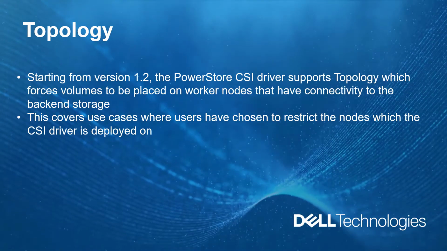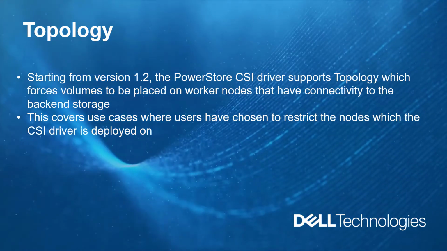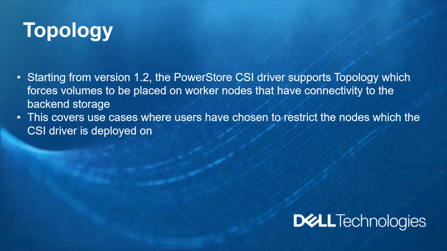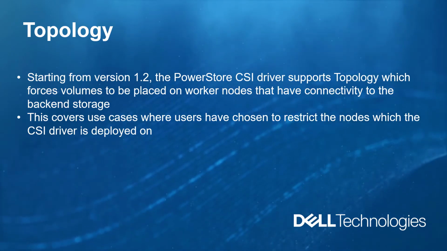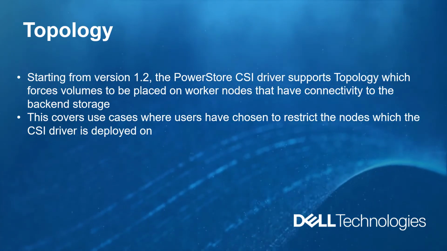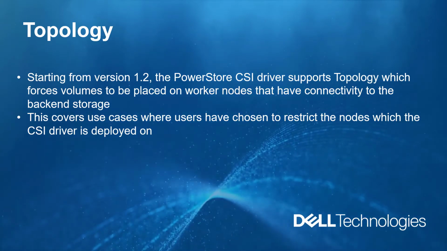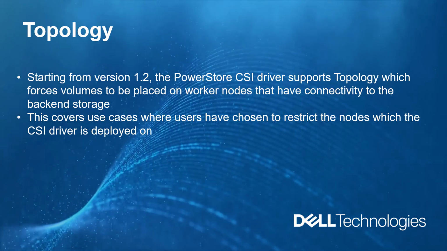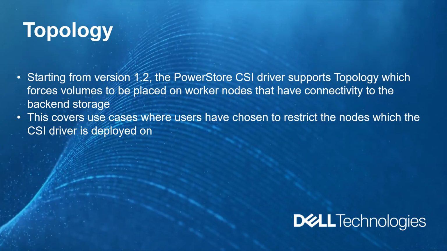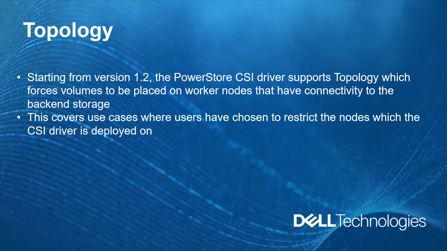The PowerStore CSI driver version 1.2 and later supports topology, which forces volumes to be placed on worker nodes that have connectivity to the backend storage. These cover use cases where customers have chosen to restrict the nodes on which CSI driver is deployed. In these scenarios, volumes will be mapped only to nodes that have connectivity to the PowerStore array.